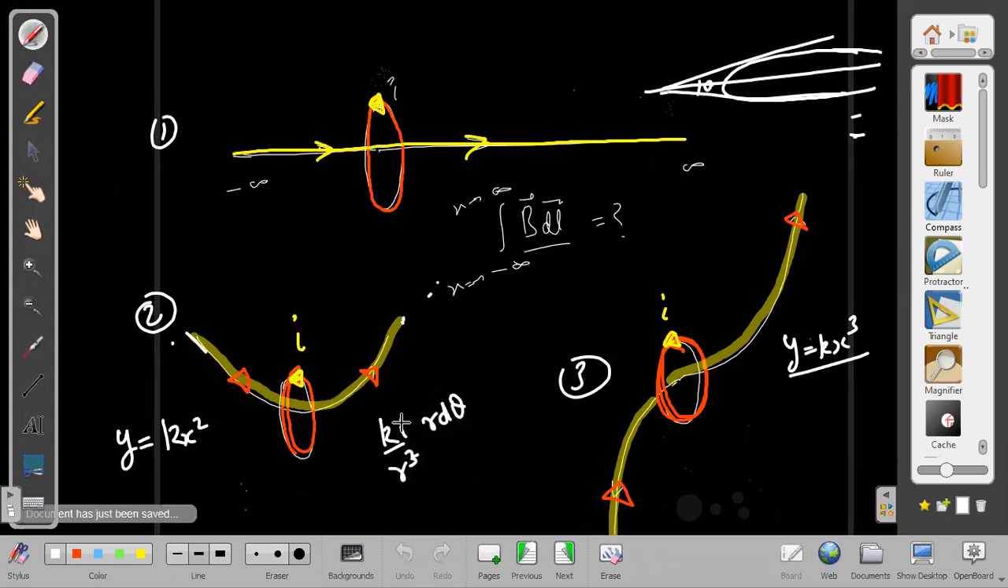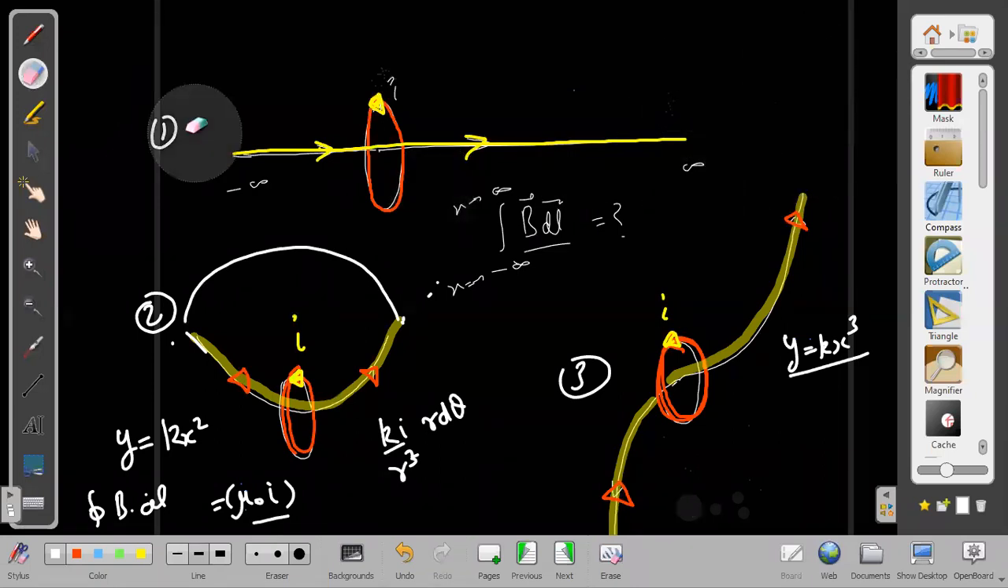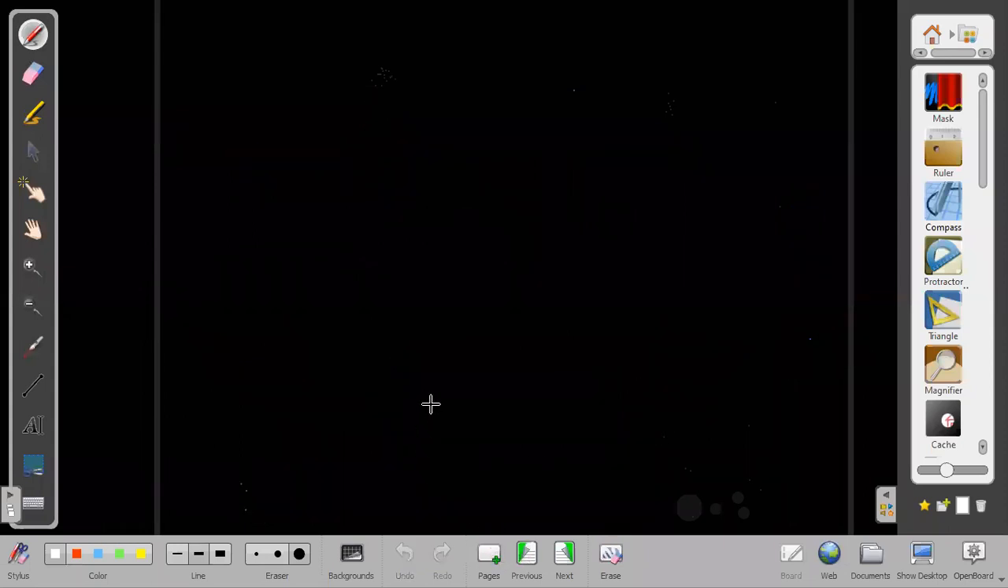And if it is acting like a closed loop, then for a complete closed loop, what should be the value of the line integral? That should be equal to mu naught I. Therefore, it is mu naught I for this case. But now I have to look for the third case. The third case is somewhat different. It does not even appear like a closed loop, because it is going from minus infinity to plus infinity, so it is not a closed loop.